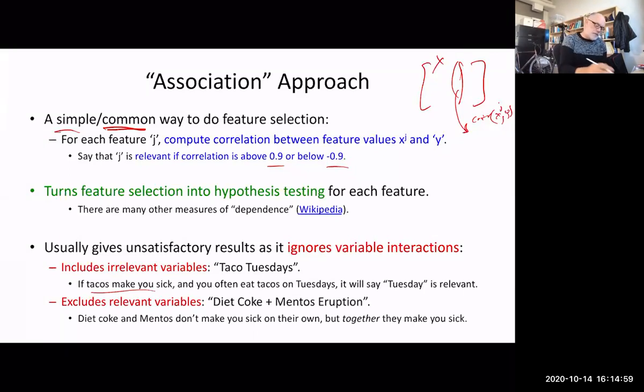And this association approach excludes relevant variables. So again, if you had a Diet Coke column and a Mentos column, the two of them on their own don't make you sick, but together, this togetherness thing is the problem. They'll make you sick, but the association approach will only pick out individual features, not combinations of features.